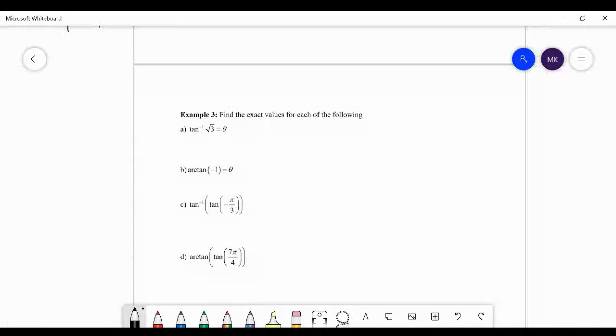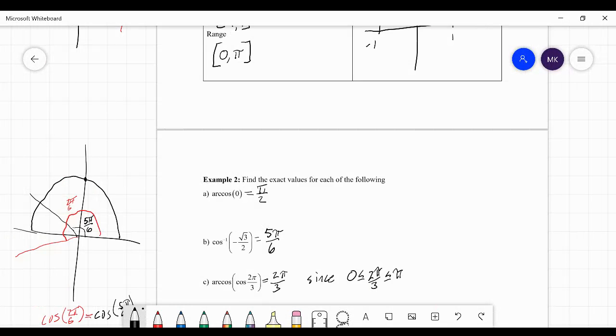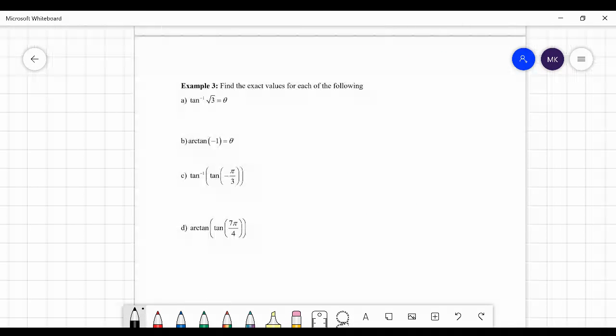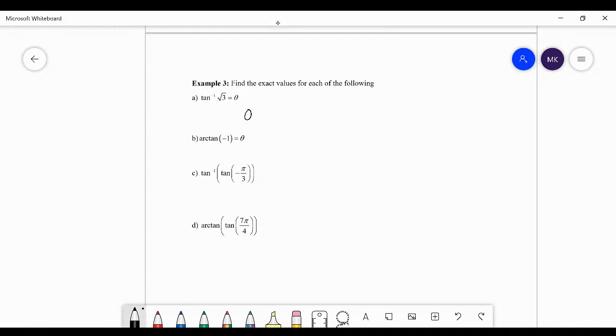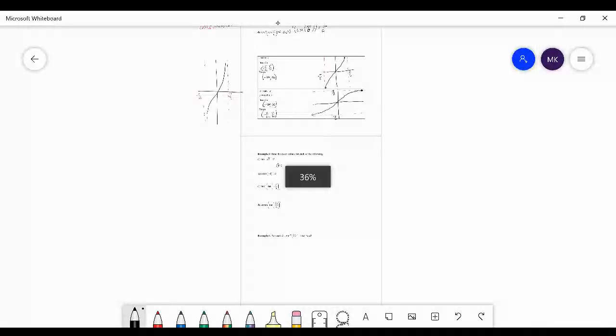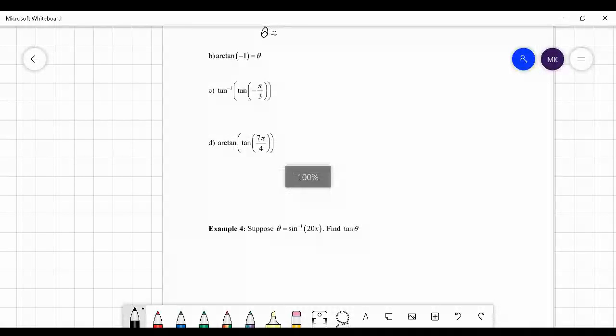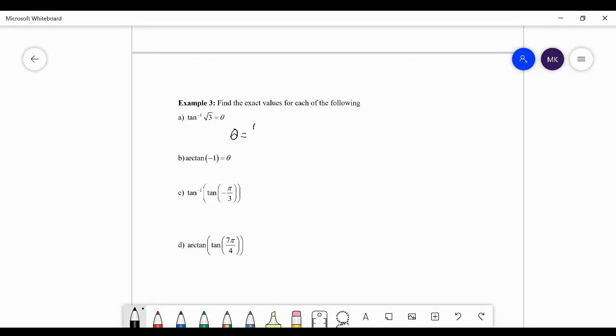And so we want to find these exact values. Inverse tangent of square root of 3 is equal to theta. So what does theta equal? So we're looking for the first time between negative pi over 2 and pi over 2 that tangent is equal to root 3. Now it's a positive root 3, so we know it's going to be a positive angle. And so what we get here is the angle pi over 3.